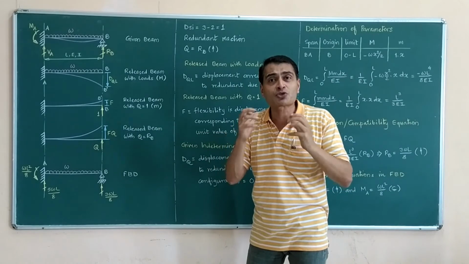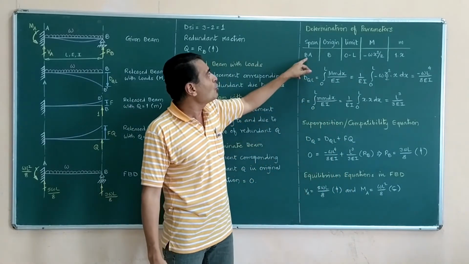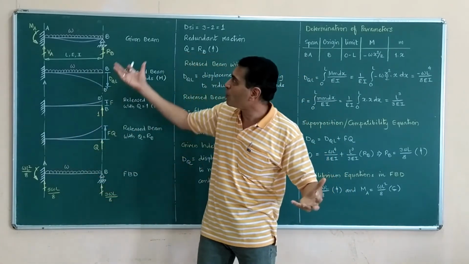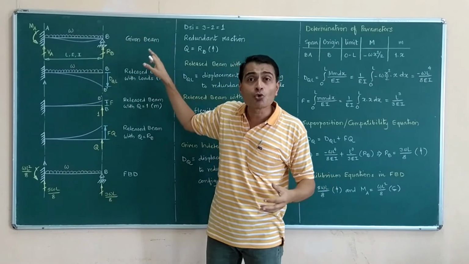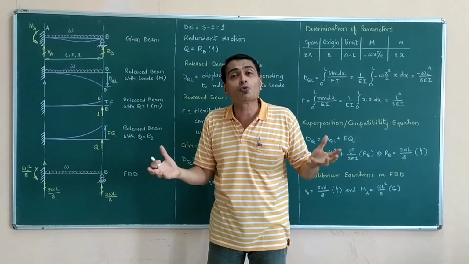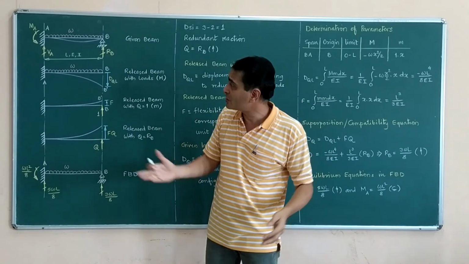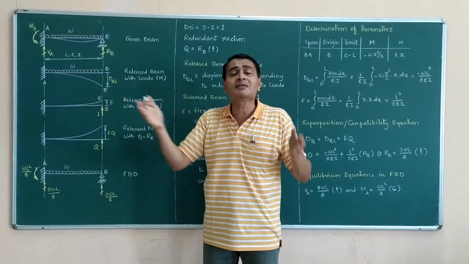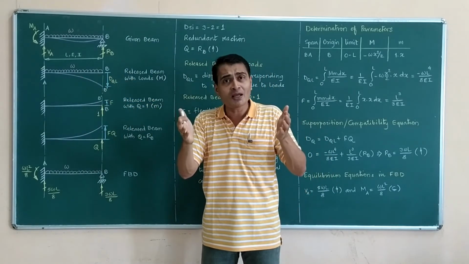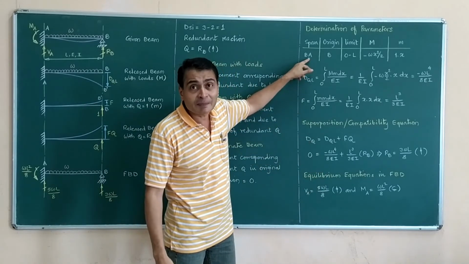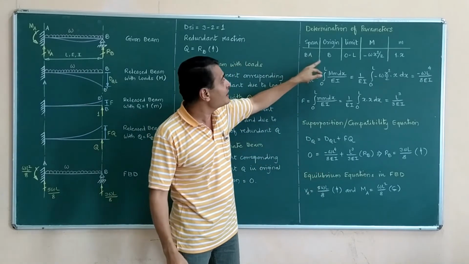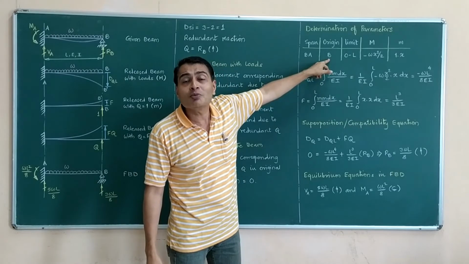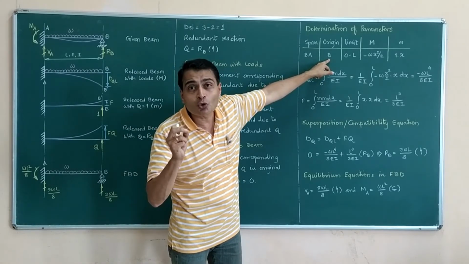And now let's see the substitution. For example, we have only one span. This is a propped cantilever. When I remove the prop, when I convert it into a released structure, a determinate structure, I have only one span, that is A to B or B to A. So I have written span BA. Then conveniently, I am assuming the right end to be my origin, that is B is the origin.